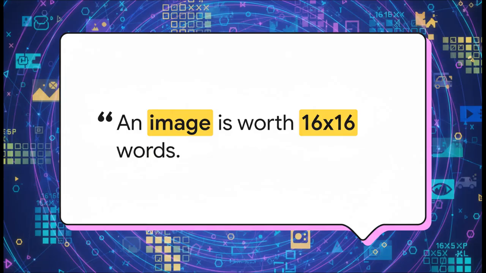This quote from the original ViT paper just captures the idea perfectly. In their first implementation, the visual words, or patches they used, were 16 by 16 pixels. So a big image would get broken down into a long sequence of these 16 by 16 pixel tokens, all ready for the transformer to read.